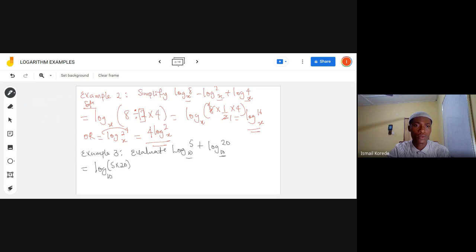Whenever we have the addition sign and they are to the same base, we just pick one of the logs to the common base, and we multiply the numbers, 5 times 20. So I have log 100 base 10. We can express 100 to its index form, log 10 to the power of 2 base 10. So I can move 2 to this side. So I have 2 log 10 base 10. So I have 2 times the log of a number to its own base, which is 1. So my final answer is 2.